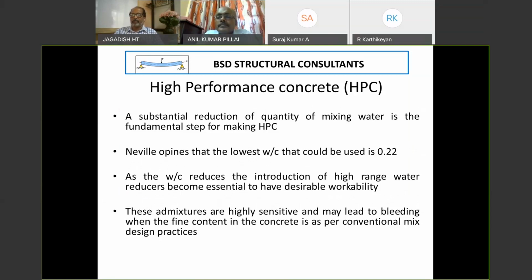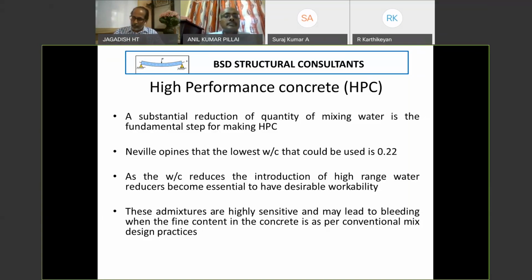So how do we do that? By reducing the water content, what do we do? We can add high range water reducer admixtures, and this becomes essential to meet workability criteria, because when you reduce the water content, it becomes unworkable. Add high range water reducer admixture to make it workable. But these admixtures are highly sensitive and prone to bleeding. If you use high range water reducer admixtures for reducing water content to a level of 0.22 or 0.25, then it may lead to bleeding.